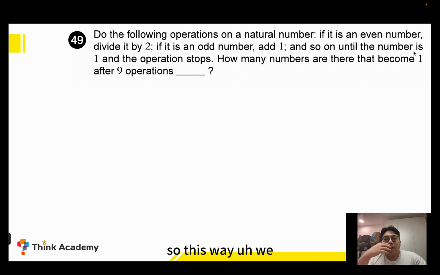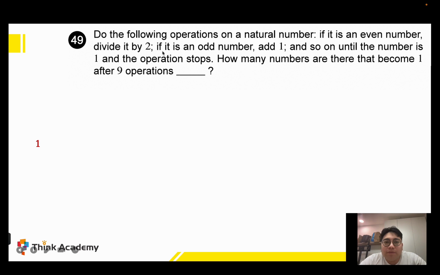So this way, we cannot assume a number and consider each step to find out if after 9 operations it will be 1. Because we don't know which number it is, but we do know the last number should be 1. Maybe we should start from the last number, 1. So we need to think, okay, 1 is the last step, and in front of this step was some number.